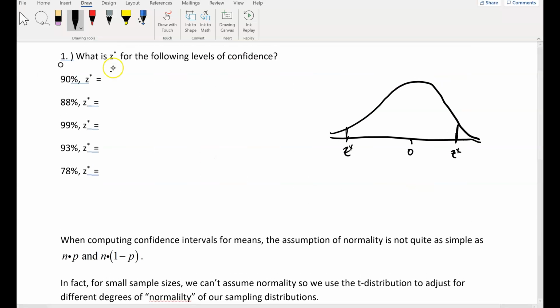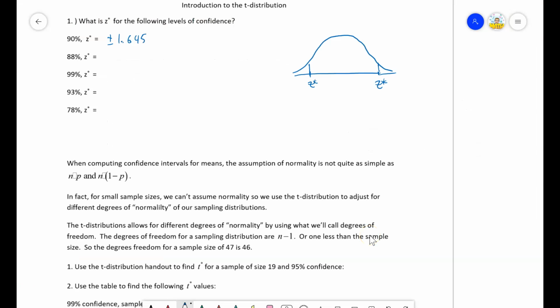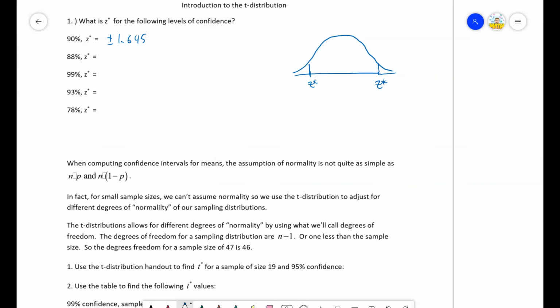So this would be plus or minus 1.645. Okay, lost my patience with the draw feature in Word there, so I'm going right to my whiteboard. And I can also do 99%. I don't know if these other ones will be available to me, but let's double check on our formula sheet. 99% confidence right there, 2.576. I don't think any of the other ones are on here, like 88, so we'll review how to get those. So plus or minus 2.576.